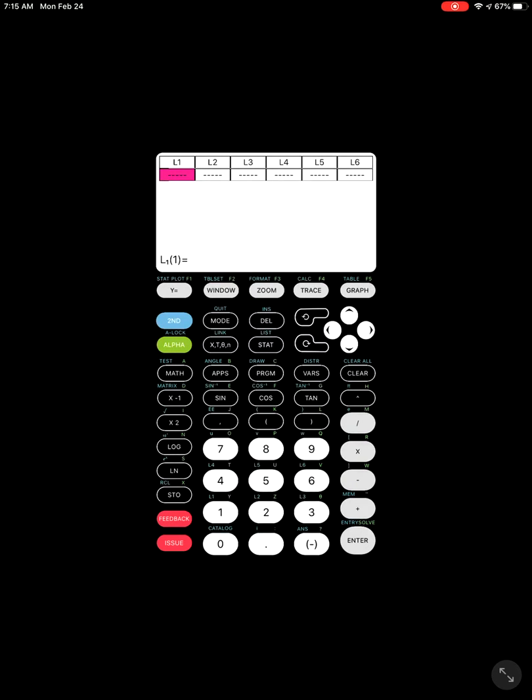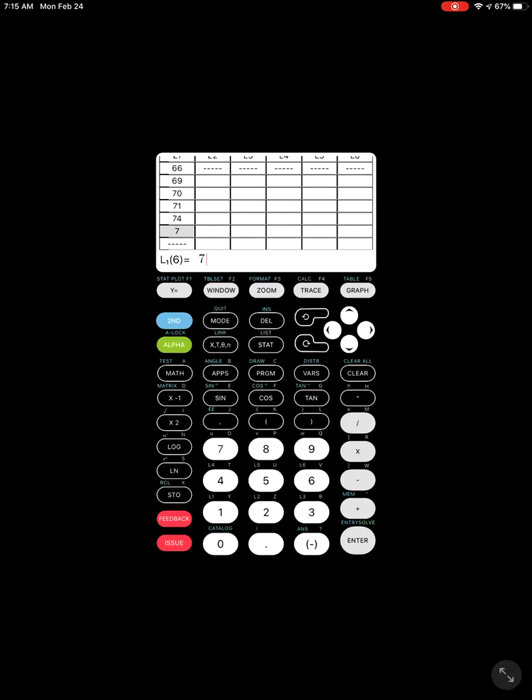All right, so just like when we do our 5 number summaries, I'm going to do 66, enter, 69, enter, 70, 71, 74, and 76. Okay, so now that I've done that, I need to find out what the mean is.